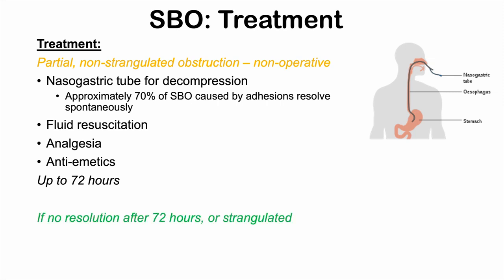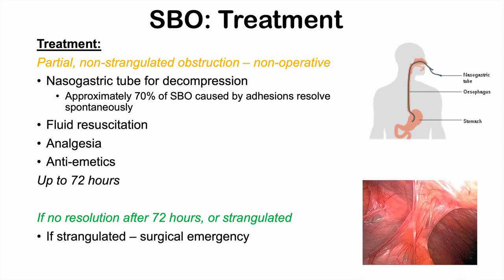If there is no resolution of the small bowel obstruction after 72 hours, or if there is a strangulated small bowel obstruction, this is progressed to surgical intervention. So again, if there's no resolution after 72 hours of non-operative management, we go to surgery. If it's strangulated, it is a surgical emergency because that part of the bowel has compromised blood flow.